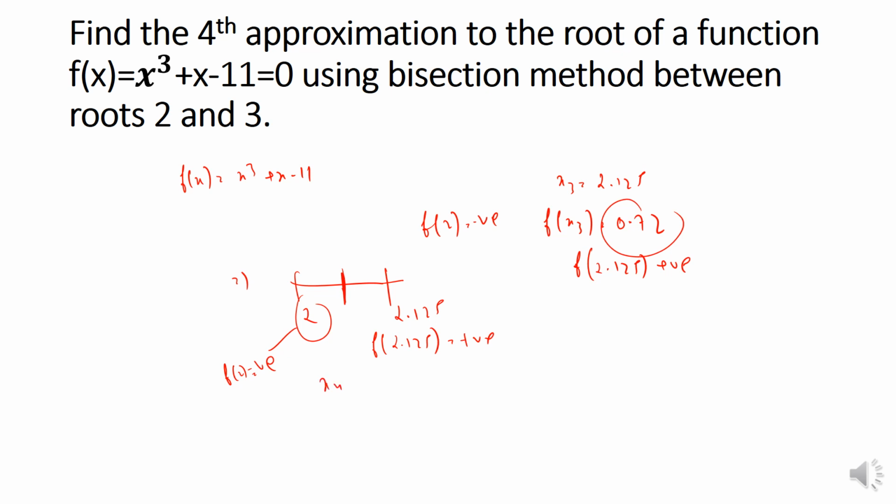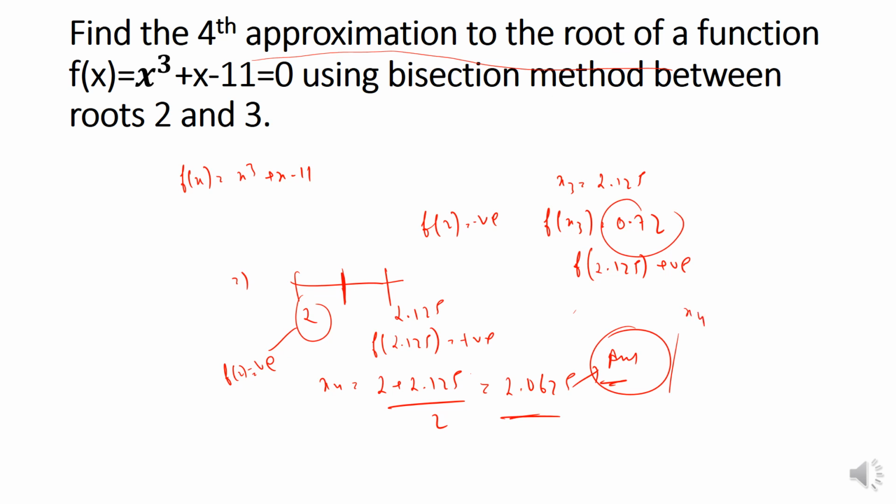So x4 is equal to (2 plus 2.125) by 2, which is 2.0625, and this is the answer to the question. In the question we have been asked to find the fourth approximation to the root. So we have been asked to find x4. The value of x4 is 2.0625. Now we will see one more question which will clarify most of the things.